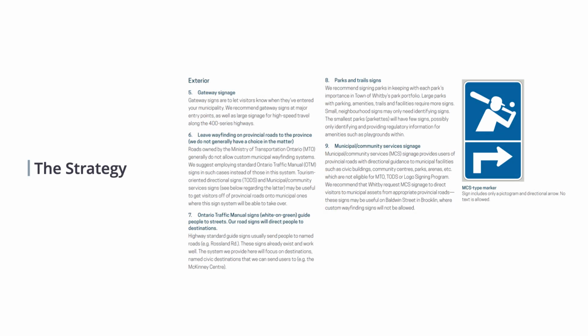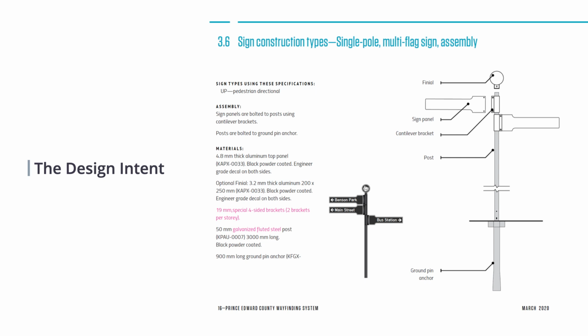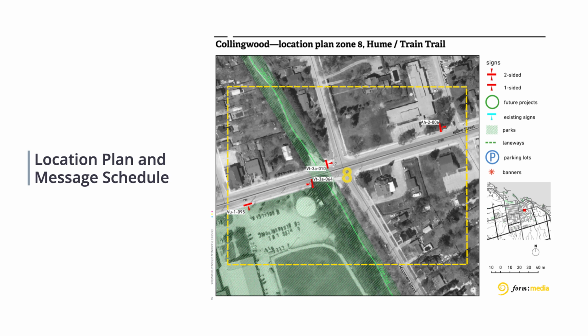We'll talk about the strategy document, which is usually an important first step in doing wayfinding for a municipality. And then we'll talk about some of the other documents that are really essential to realizing a complete system. The design intent, which is the design document. It describes how all the signs are created. We'll talk about the location plan and message schedule, which is where signs go, what do they say.